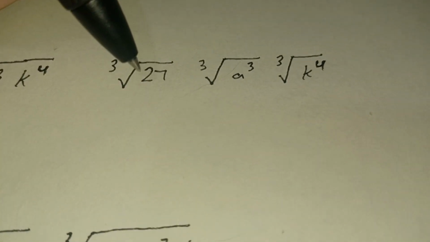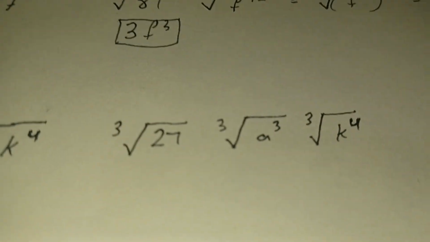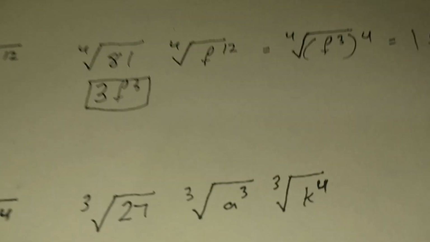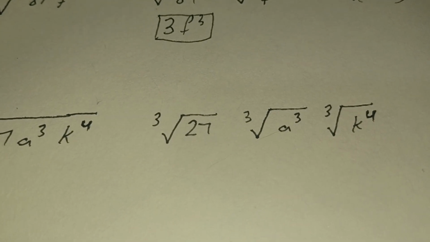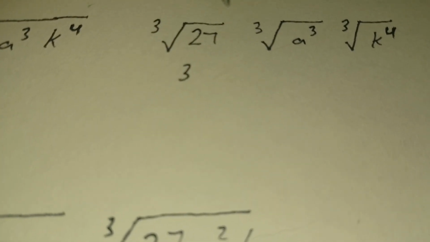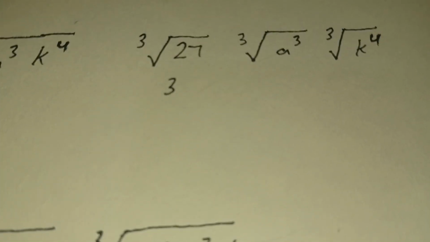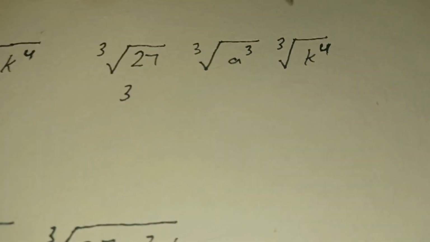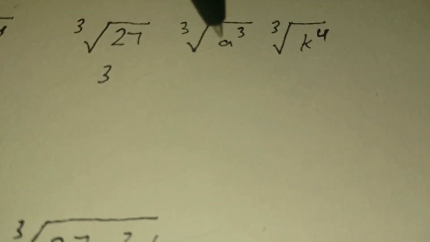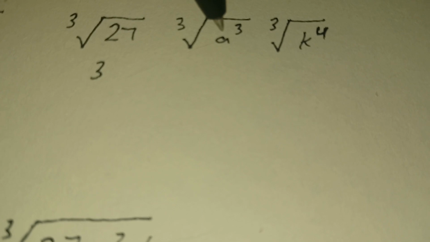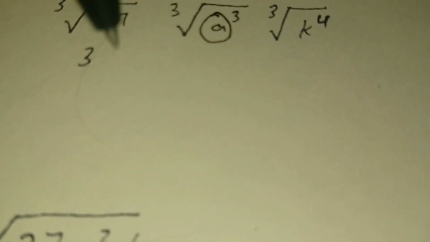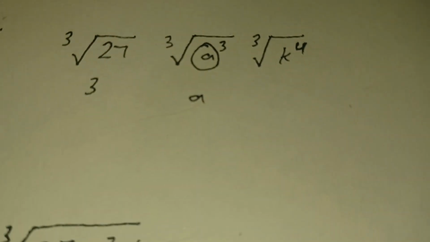So what number times itself 3 times is going to give us 27? That is going to be equal to 3, because 3 times 3 times 3 is 27. All right, and now we have this one. This is odd, so that means this is going to equal the value inside of the cube root. So that is going to be a. Let's just put it here, a.